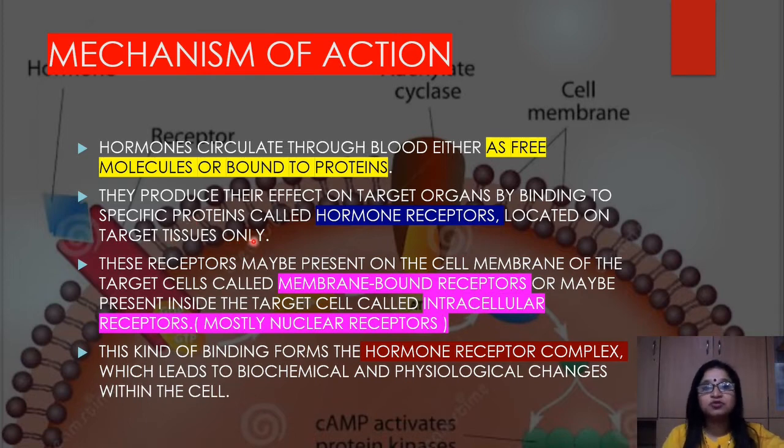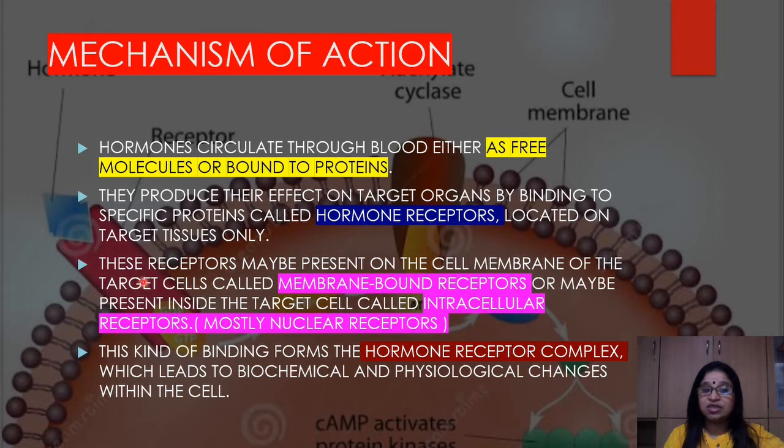The question that comes to our mind is that hormones travel through the blood, and blood reaches each and every organ and each and every cell of our body, so does the hormone show its effect on each and every cell? No, it will show its effect only on the target tissues, because these target tissues are the ones which have special receptors called hormone receptors.